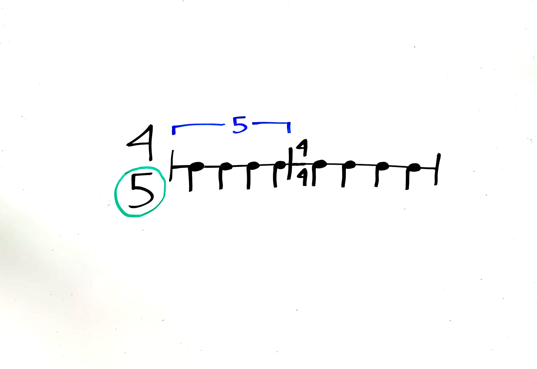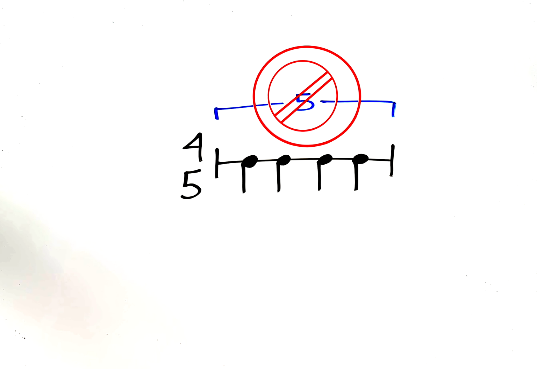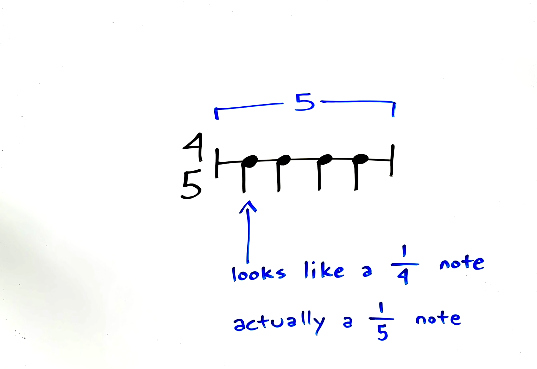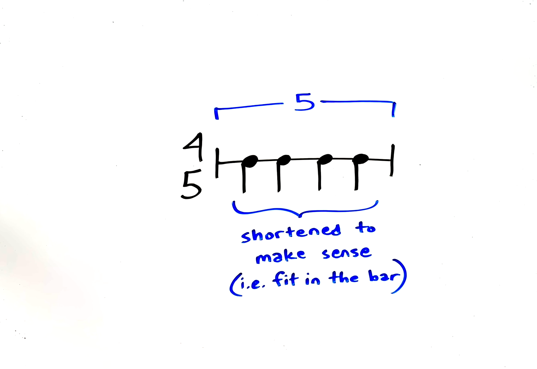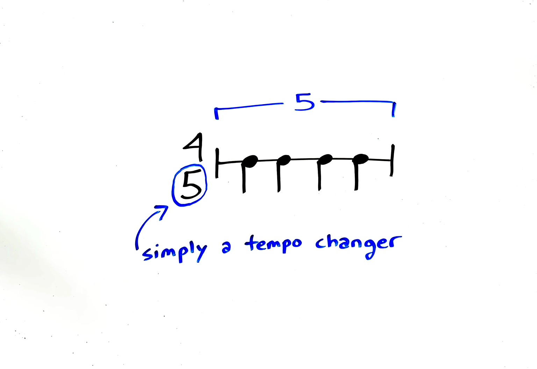The fact that the denominator is not a power of 2 acts as a length changer for all the notes and rests within the meter. So this first measure actually goes by faster than the second measure. Now, I personally resist this mode of thinking, because now, what looks like a quarter note is actually a fifth note. Using implied tuplets, an irrational meter just changes all of its notes so that they make sense within the meter, which means it really isn't irrational anymore. It's just a different tempo.